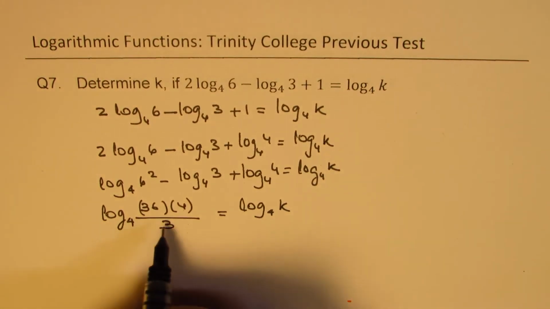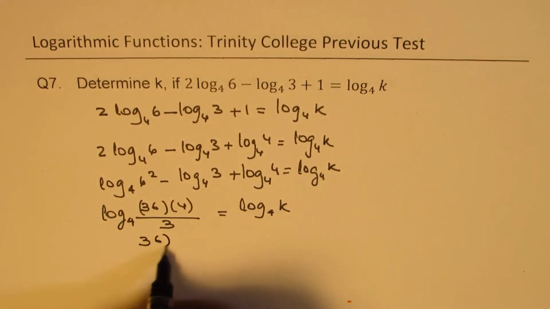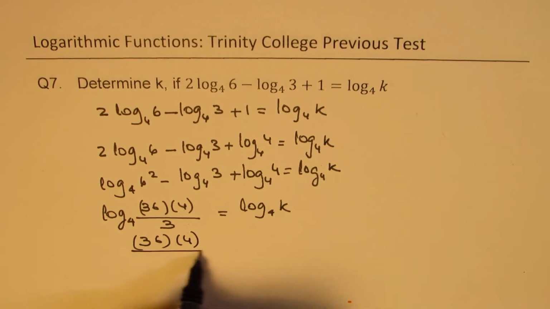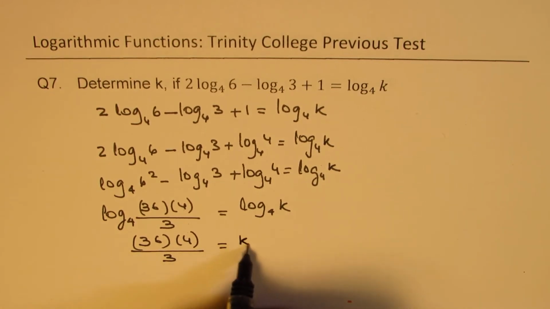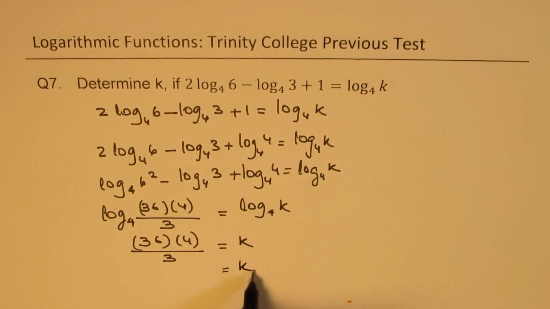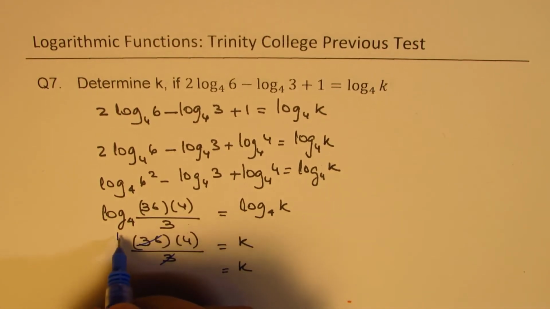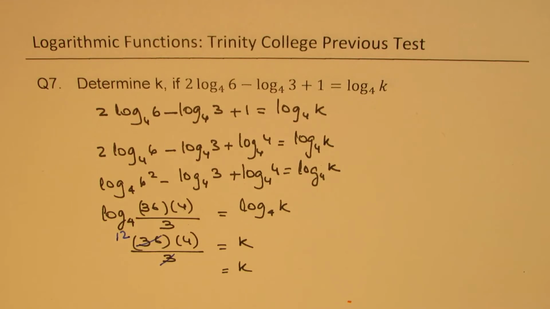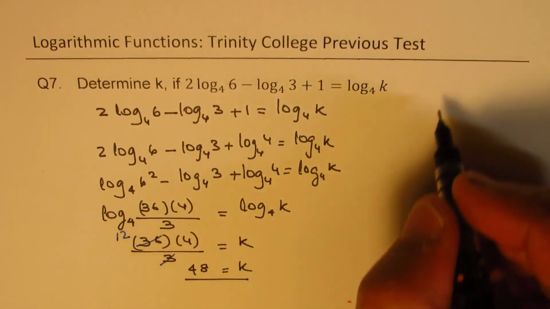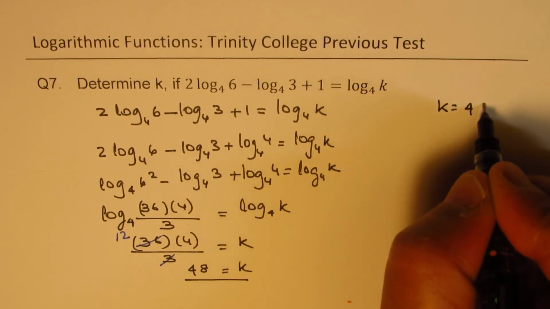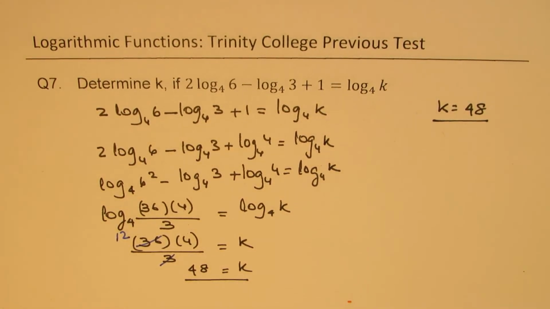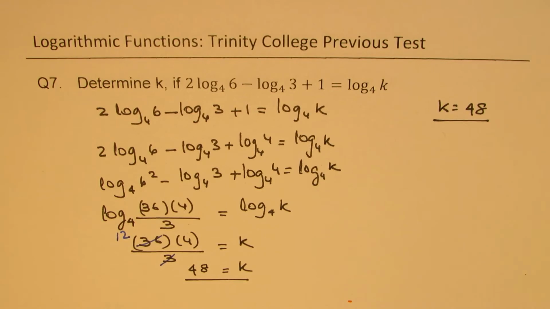So now we get 36 times 4 over 3 equals to k, correct? So from here we can say k is, that goes 12 times, correct? So k is 12 times 4, which is 48. So we have k equals to 48 as our answer. So that is how it should be solved.